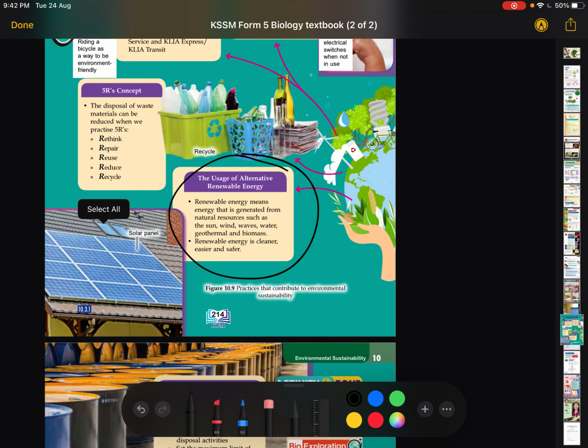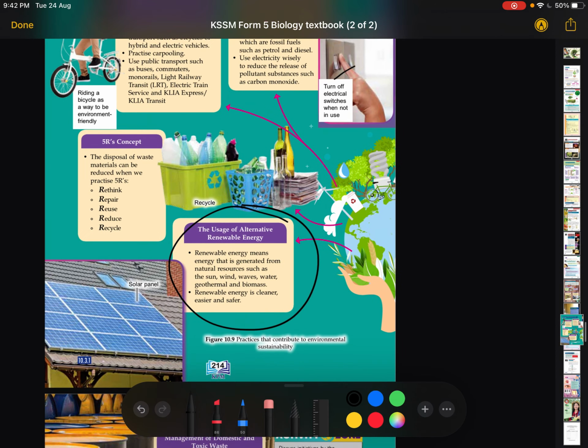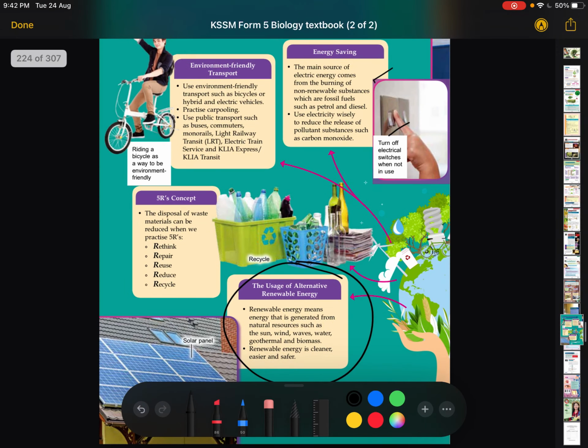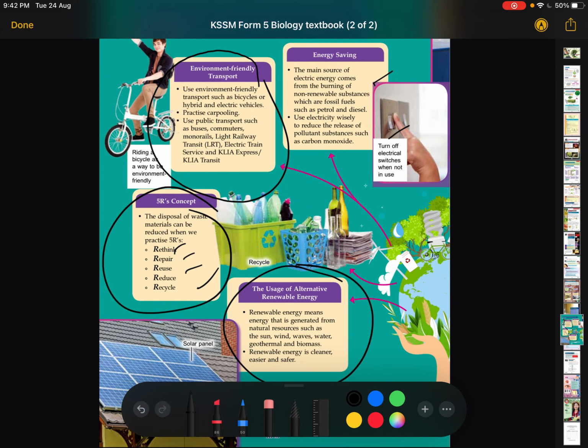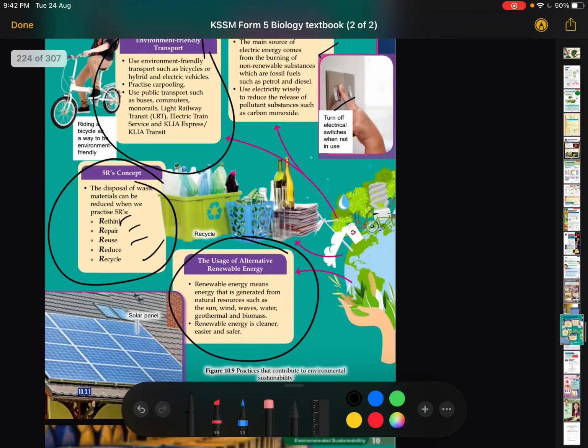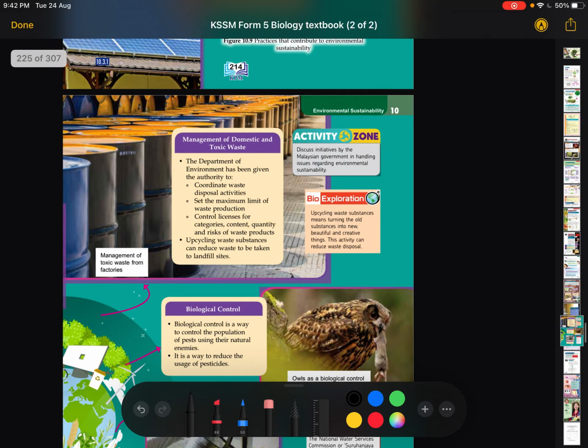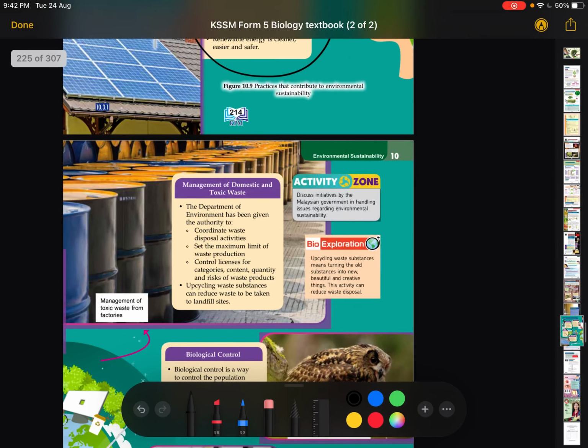The next one is using alternative renewable energy. So use solar panels, you use biomass, you use wind turbines and so on. You use energy that is renewable instead of using fossil fuels. And number three is to use the 5 R's: rethink, repair, reuse, reduce, recycle. Self-explanatory. Number four is to use more environmentally friendly transport. Number one, carpooling. Number two, don't use cars, use public transport. Number three, use bicycles.